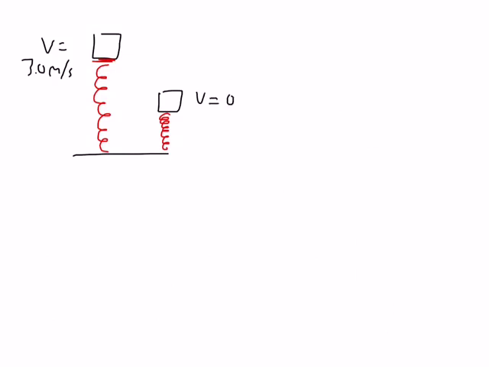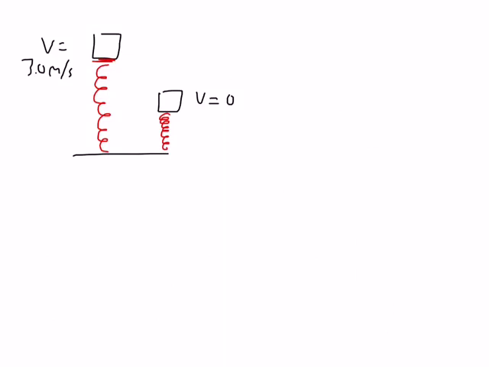So our before and after picture is going to be something like this. Initially, it just hits the spring, and then after, it has compressed it a lot. And so this is the before. So here, v equals whatever we found in part A, the 3.0 meters per second. And here, v equals 0. That's the definition of maximum compression.